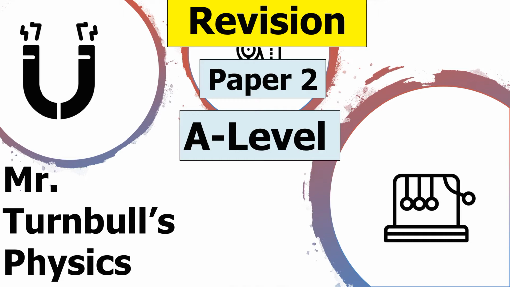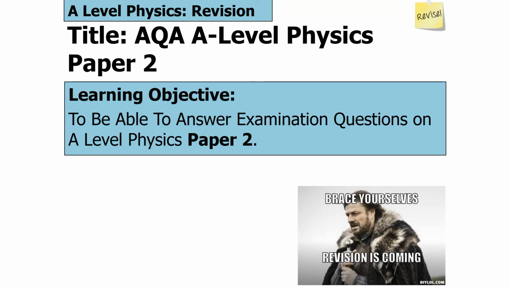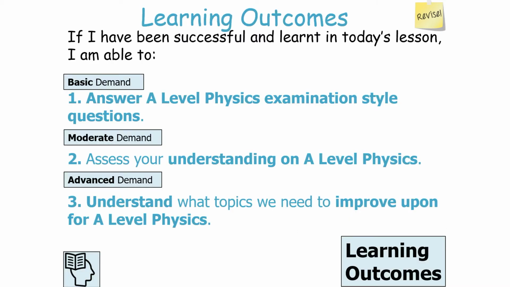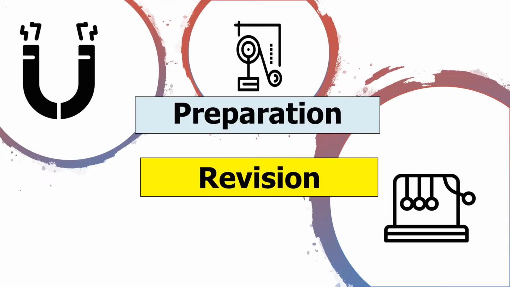So if we are successful and we learn in today's revision session, we should be able to answer examination questions on AQA A-Level Physics Paper 2. This means that in this revision session we'll look at answering A-Level Physics examination style questions, in particular multiple choice style questions. We'll then assess your understanding of A-Level Physics and finally understand what topics you need to improve upon. So how do you carry out this particular revision session?